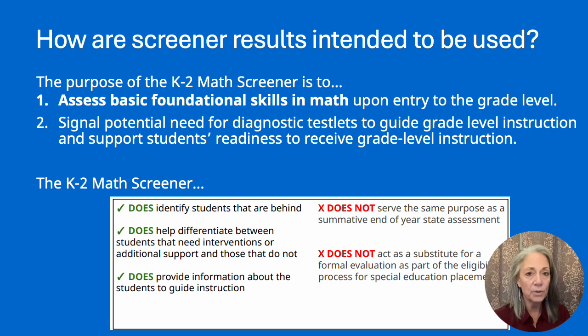So the math screener results are intended to assess basic foundational skills at grade level, but do this at entry to grade level. And this year, I know your results are coming back a little bit later, and so you may have already done some of the follow-up work based on what you know because your students have been in class with you for 2.5 months. So this is not to take the place of what you already know this year. But beginning next year, you'll have results that'll come back immediately and you'll be able to act on these.